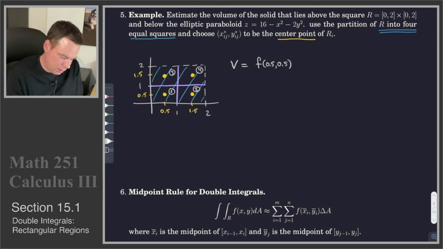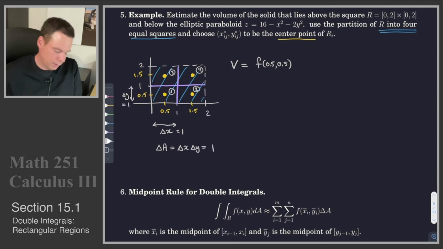And then its base area, well, we can work that out. This would be delta x. This would be delta y. And in this case, these are both 1s. So maybe I'll write it as delta A is equal to delta x times delta y is equal to 1. So that's our area of each of these boxes. So we'd be multiplying by delta A in each of these cases, which is just 1. So we don't really need to include it here because it's just 1, but I will just for completeness.